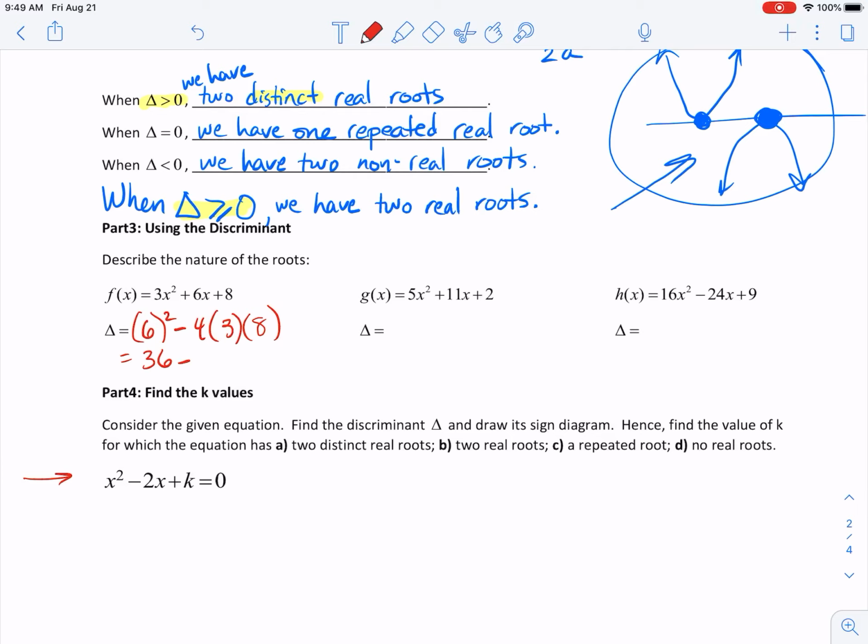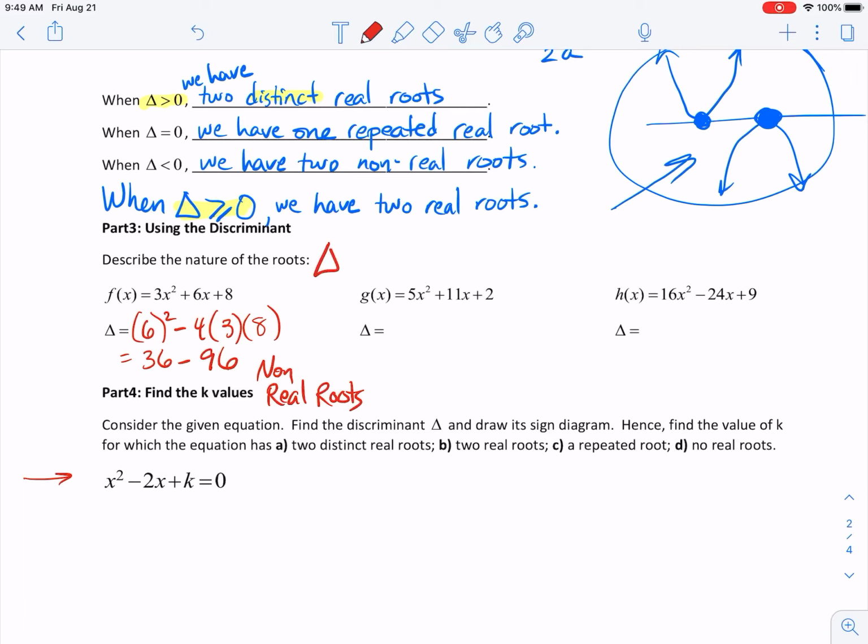32 times 3 is 96. Okay, well, the takeaway is that this is negative, and so this has non-real roots. I think I have an answer key posted for you for these other parts, so go check that out. But that's what we would do.